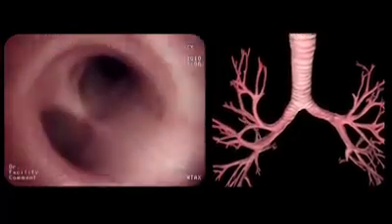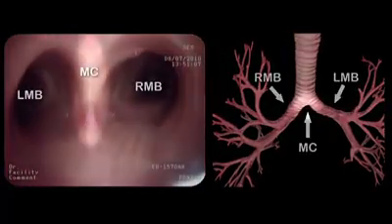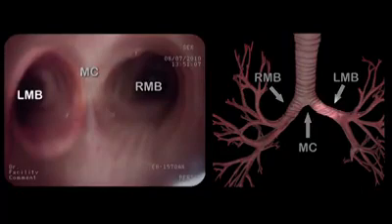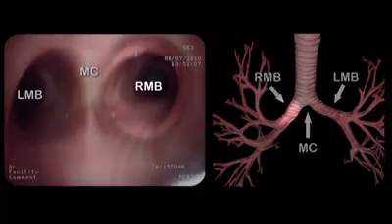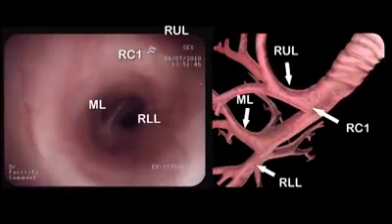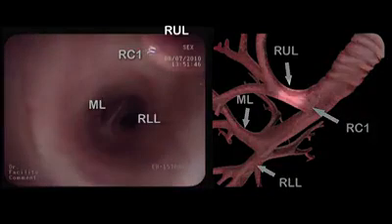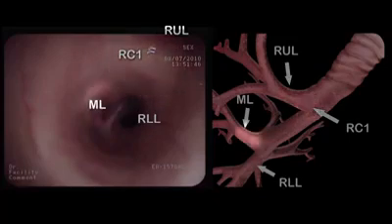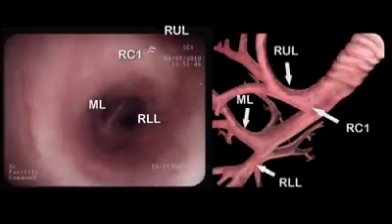Eventually, we reach the main carina, where the left and right main bronchi originate. We then rotate the bronchoscope 90 degrees clockwise and enter the right main bronchus. At the end of the right main bronchus, we recognize several important anatomical landmarks. We identify the orifice of the right upper lobe, the right carina 1, the orifice of the middle lobe, and the orifice of the right lower lobe.